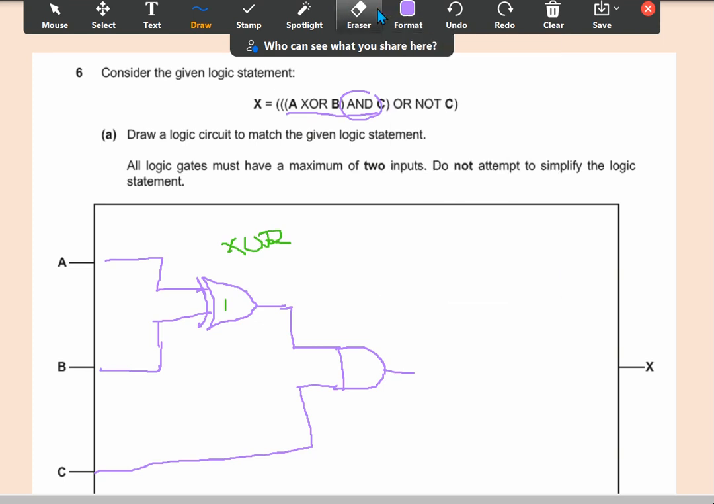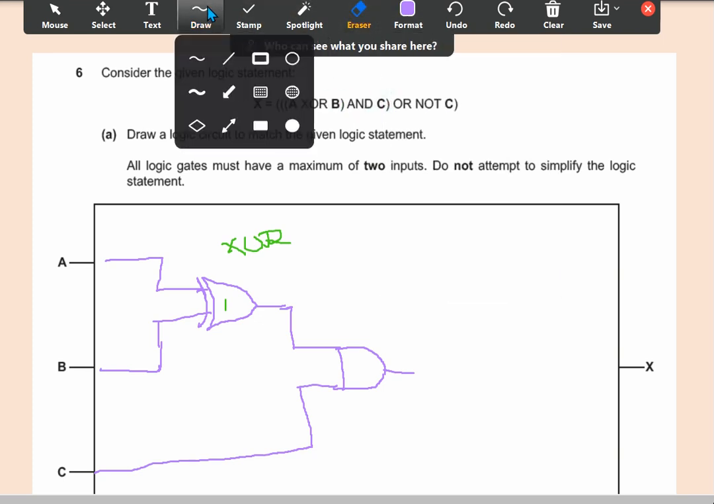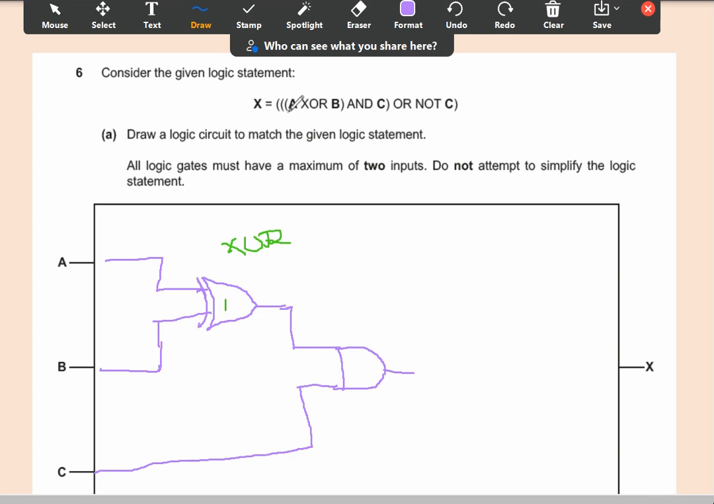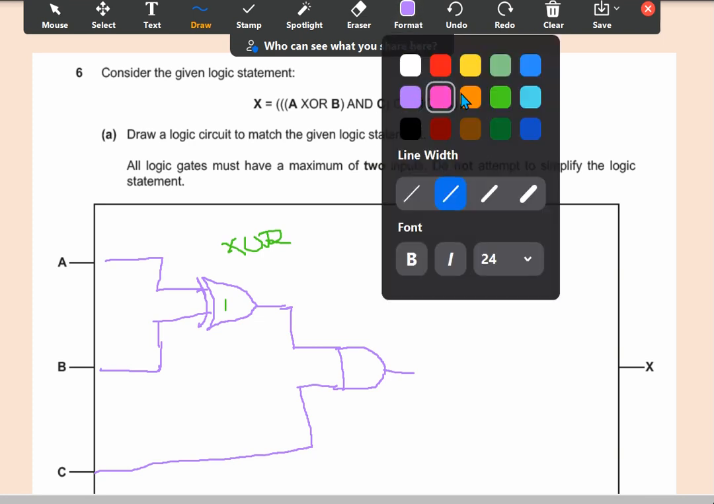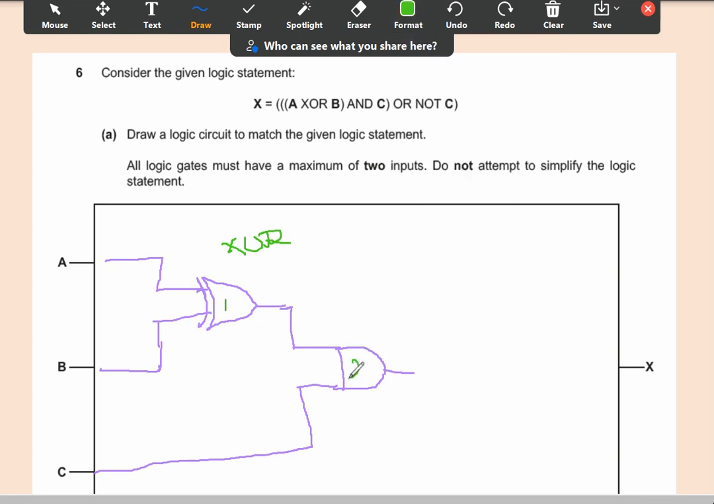The last one is to combine now the A XOR B and C with the OR, not C. However, first you will need to draw the gate for not C. So I will now name the second gate, let's say, gate number 2. So we have gate number 2 here. Again, this refers to the AND gate.